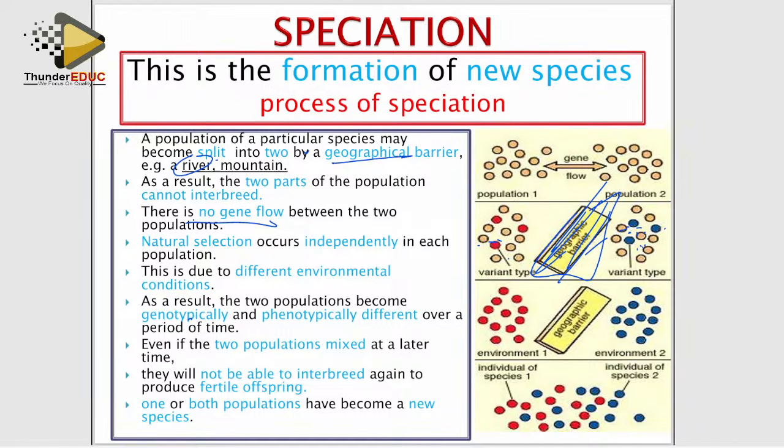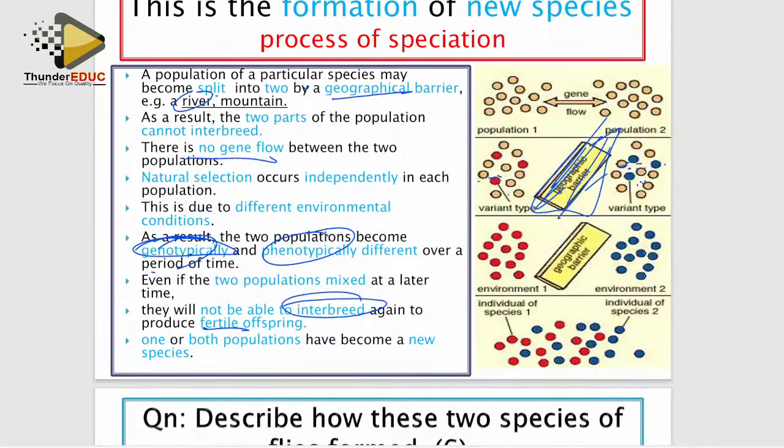So when you say as a result the two populations became genotypically, you start with the word genotypically before you go to phenotypically, because it's the genotype which determines the phenotype. Even if the two populations mix later, they will not be able to interbreed and produce fertile offspring. The word is fertile, not viable. Therefore, one or both populations have a new species. That's what they were looking for, so that you get your 6 marks. I call them Mahala marks.